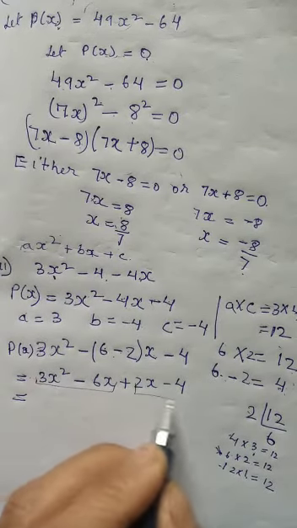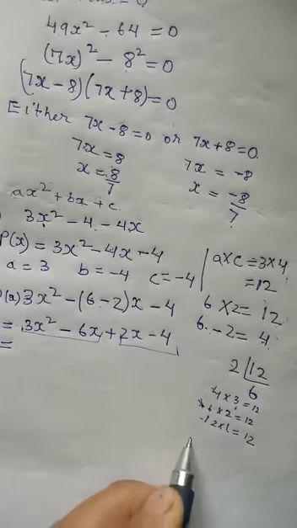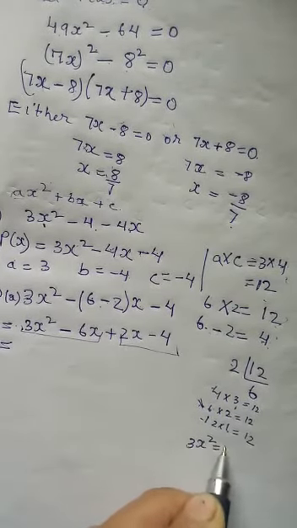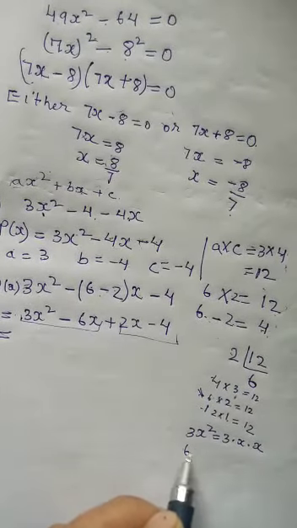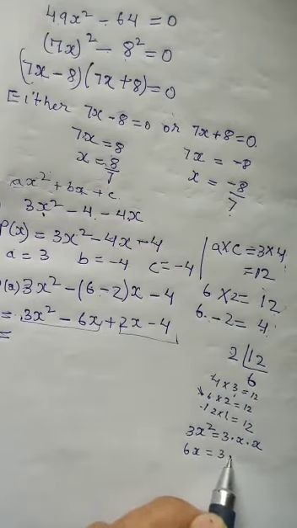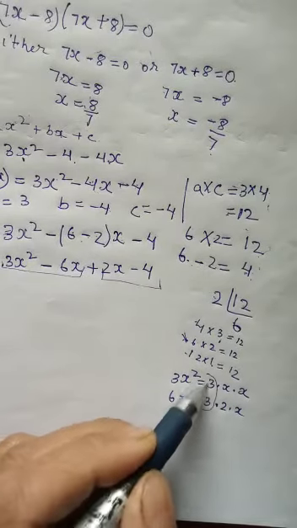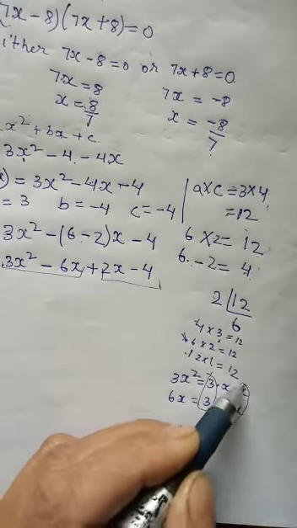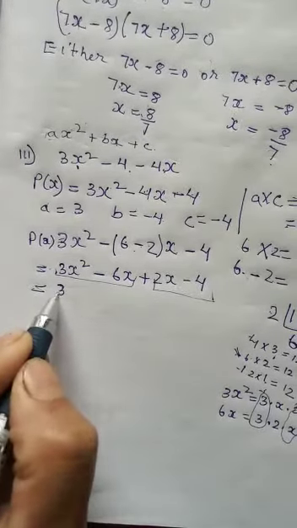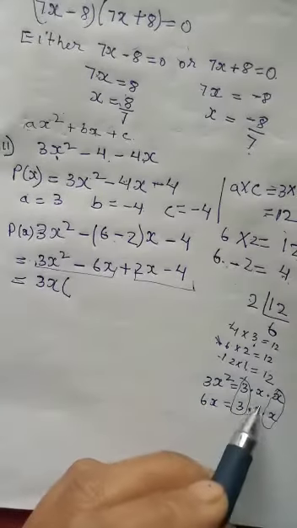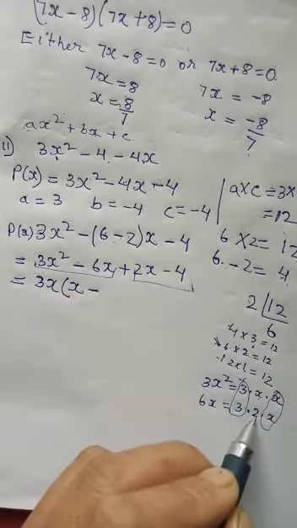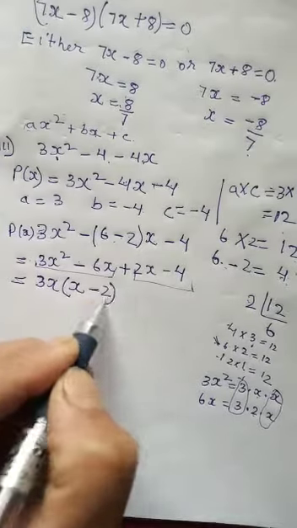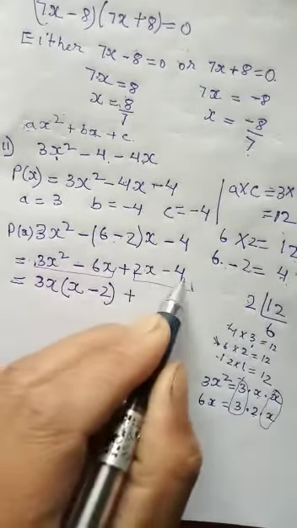Take common this 2, okay? 2 at a time. You have 3x squared equal to 3 into x into x. Then 6x equal 3 into 2 into x. What is common from both? We have the number 3. We have also alphabet x. So those two, you take it by the side. Okay. Then inside bracket, what we have left? X. What sign here? Minus. Then here we have left 2. Okay. What sign? Plus.